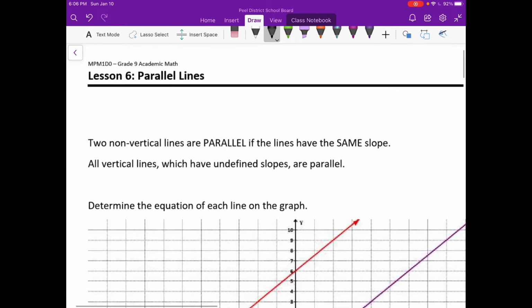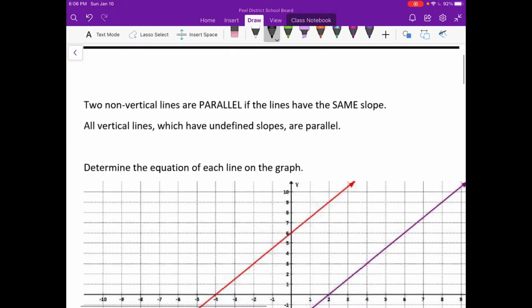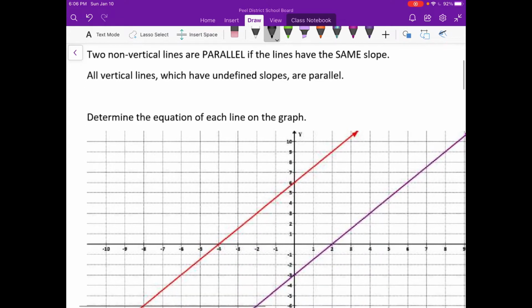Lesson number 6. We're going to be talking today about parallel lines. So I'm going to start off by saying that two non-vertical lines are parallel if they have the same slope, right? So if I'm asking you for two parallel lines, you'll know that they'll have the same slope. Since all vertical lines have an undefined slope, they're all parallel to each other, right? All horizontal lines that have a slope of 0 are also all parallel to each other.